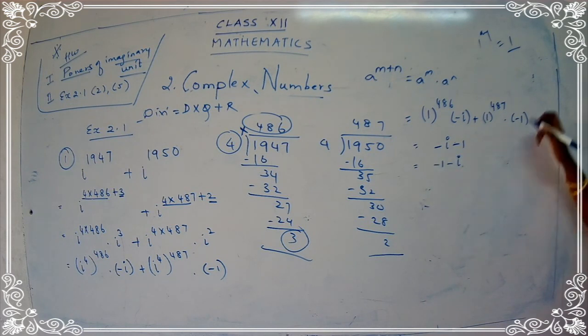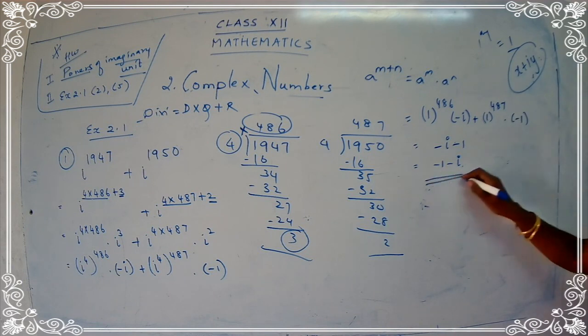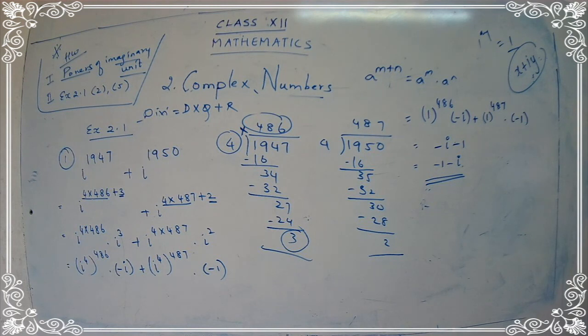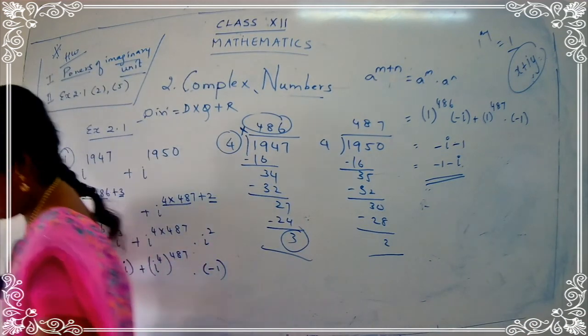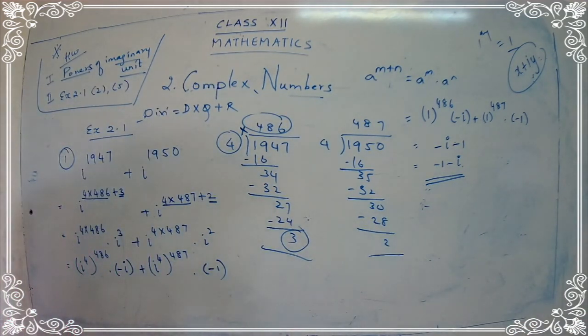So what is the form of a complex number? x plus iy. So just write it as minus 1 minus i. With this, we stop our class. We'll continue with the remaining sums in the next class, okay? In exercise 2.1, we have some more sums. You're going to complete 2 sums, that is 2 and 5, and the remaining sums will be done in the next class. I hope you have understood the different powers of the imaginary unit. So study the powers of the imaginary unit properly.